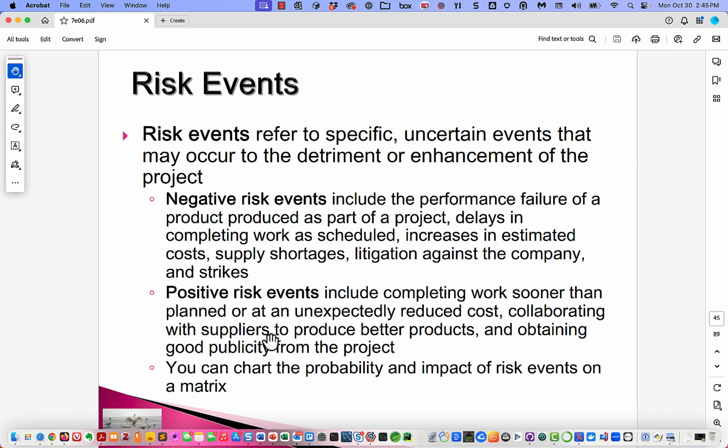So negative risk events include the performance failure of a product produced as part of a project, delays in completing the work as scheduled, increases in estimated costs, supply shortages, litigation against the company and strikes. Positive risk events could include completing the work sooner than planned, unexpectedly reduced costs, collaborating with suppliers to produce better products, and obtaining particularly good publicity from the project.